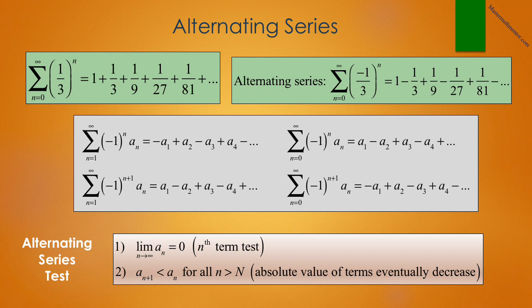Secondly, a sub n plus 1 must be less than a sub n for all n greater than some value of capital N. What this says is that the absolute value of the terms must eventually decrease. The terms must eventually be getting smaller. So the 7th term is less than the 6th term, the 8th term is less than the 7th term, etc.